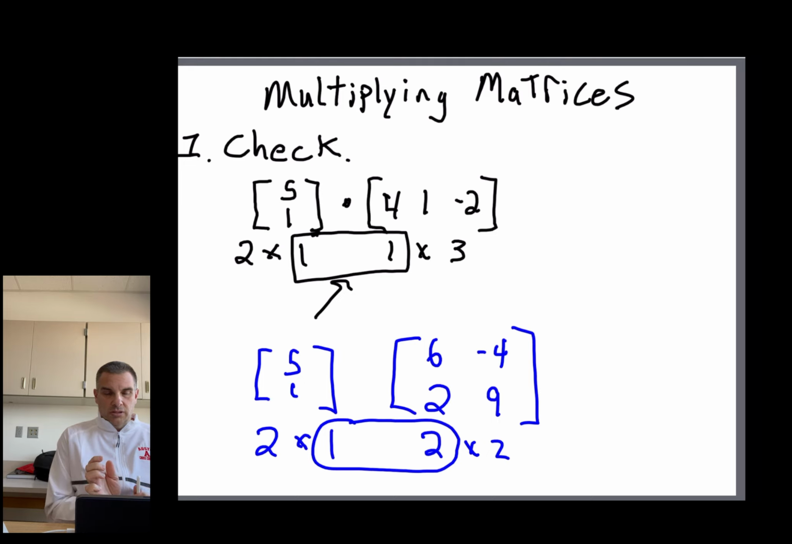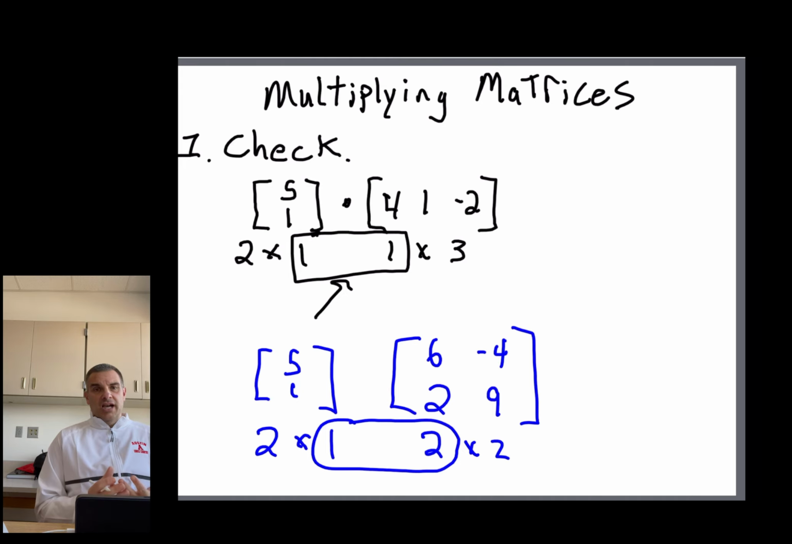Again, the columns of the first one need to match up with the rows of the second one in order for us to do this. So this one, in this direction, cannot be done. And we'll talk more about the why in just a little bit.